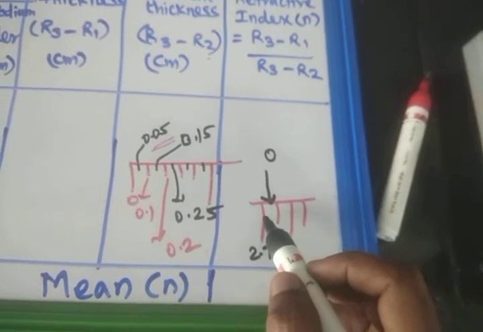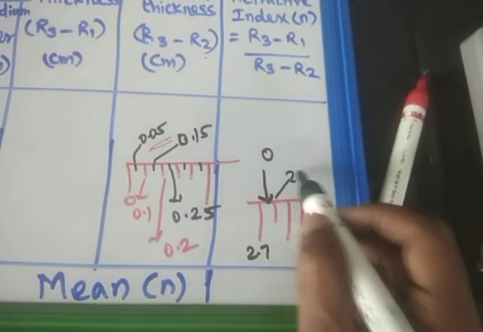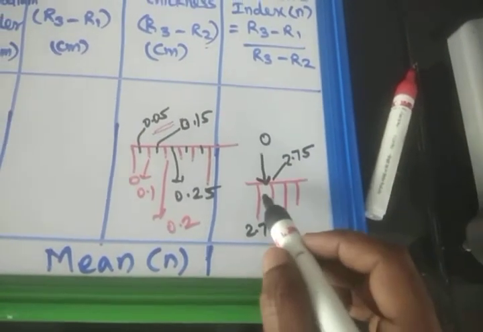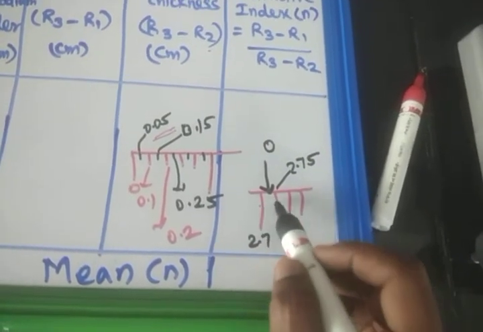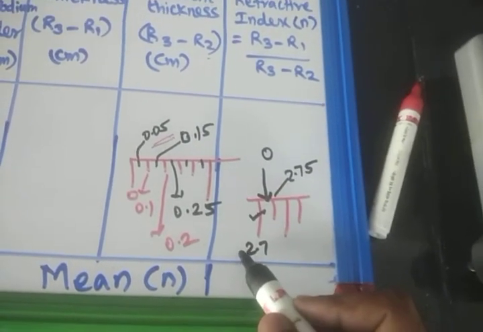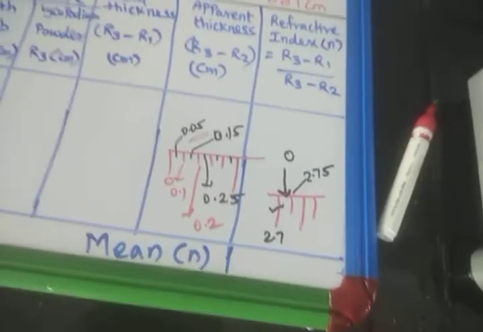If it is exactly 2.7, it is 2.750, 2.75. So what reading do we have to write? You have to take the lower reading. If the reading is in between these two divisions, you have to take the lower limit value as the main scale reading. So you should keep these things in your mind.